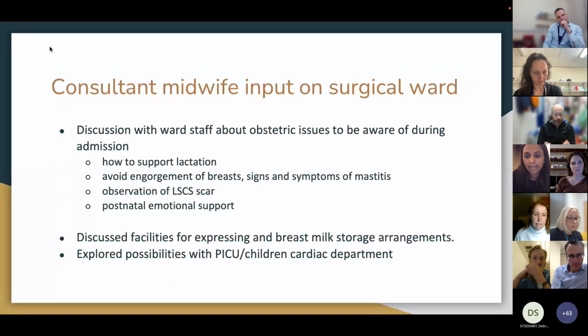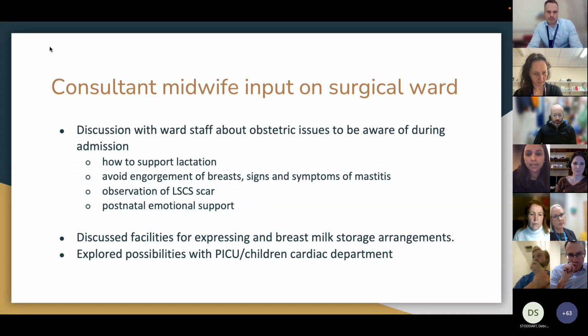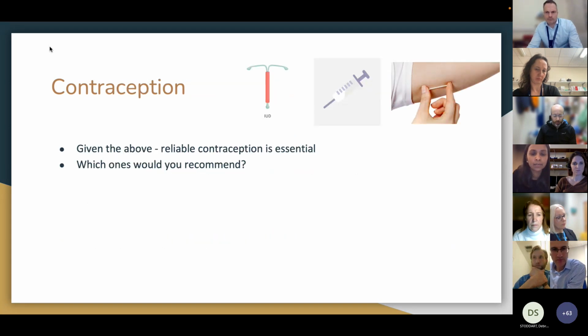The other really important thing was that our consultant midwife, Claire, had quite a lot of input with her on the surgical ward, not just with the patient, but also with the nursing staff. There were a lot of discussions about how we can support lactation, how to look out for signs and symptoms of mastitis, how we can observe her C-section scar, and postnatal emotional support. We also liaised with PICU and the children's cardiac department with regards to what facilities there were for her to express and store breast milk, and how she could still deliver breast milk to a baby who was at home with a partner. So there was quite a lot of support there, which was really useful.